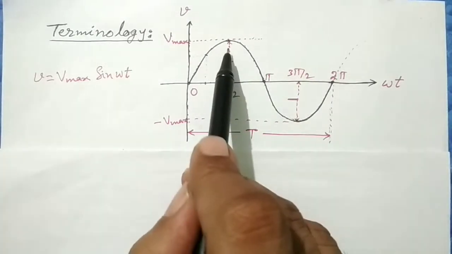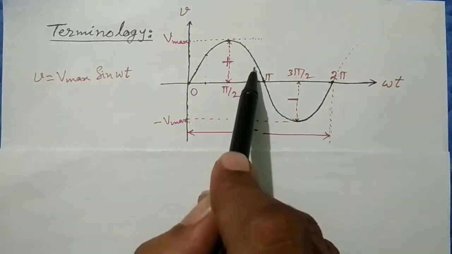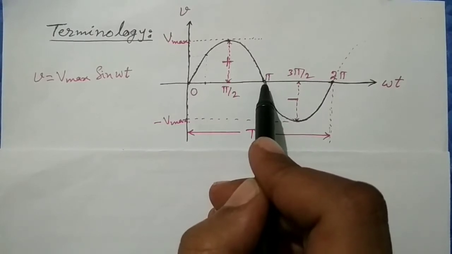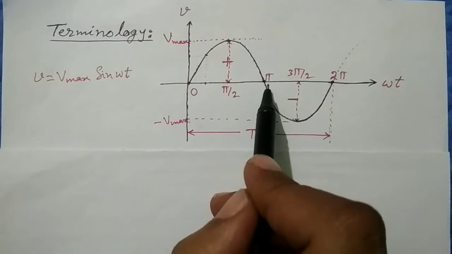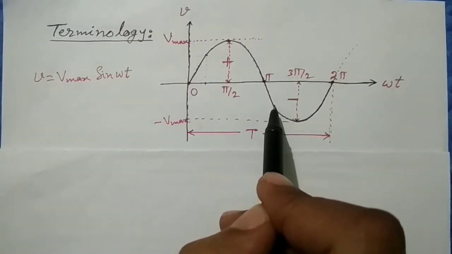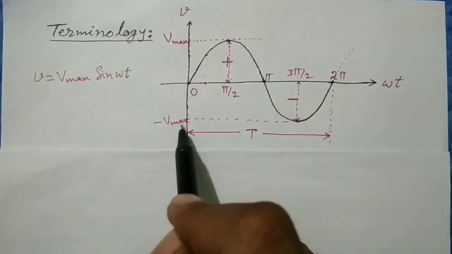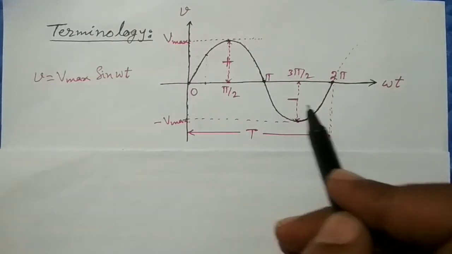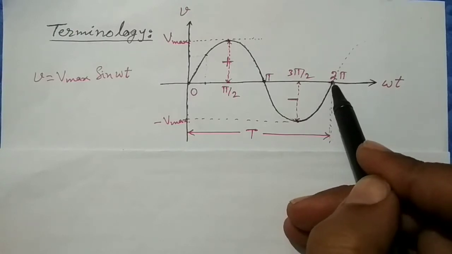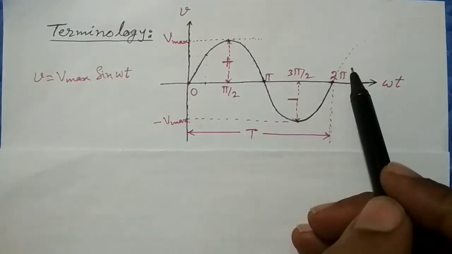After pi by 2, the omega t value is again increasing, so the voltage will gradually decrease, and at pi radian or 180 degrees, the voltage will again be 0. From pi to 3 pi by 2, the value will be on the negative side. At 3 pi by 2, it will be minus Vmax, and then from 3 pi by 2 to 2 pi, the value will gradually reach 0 again. And this process will be continued.